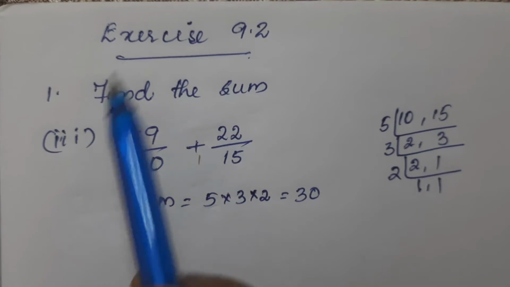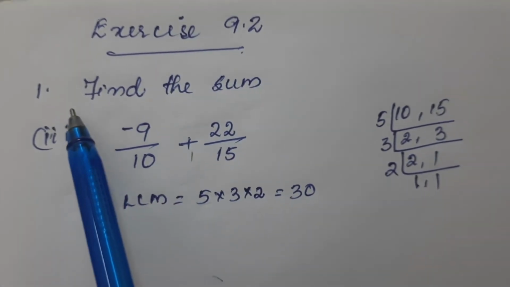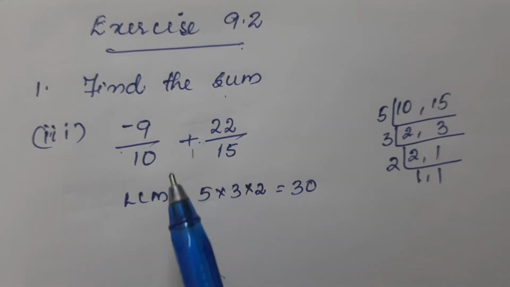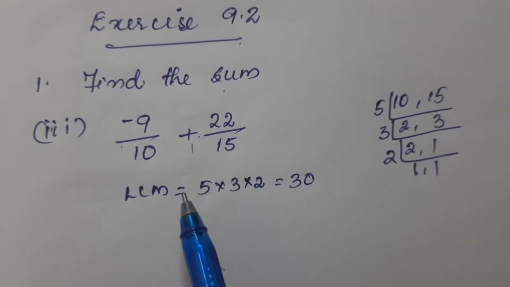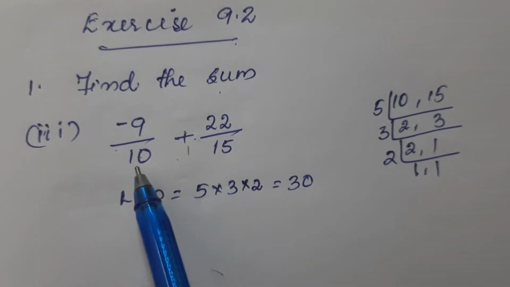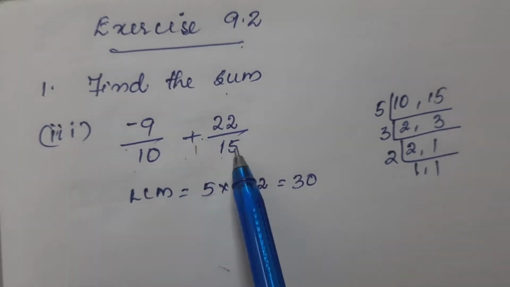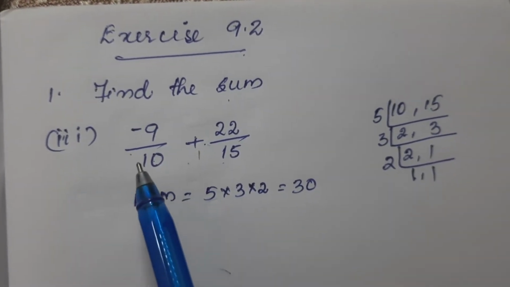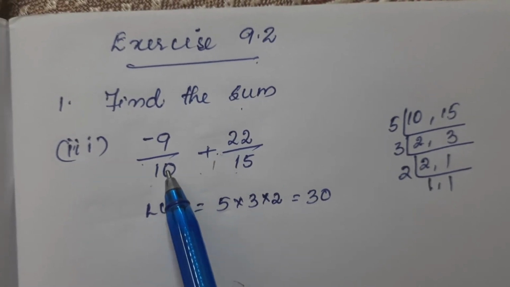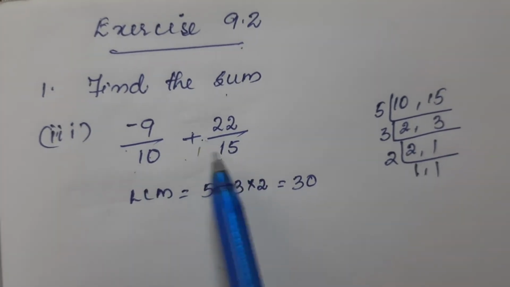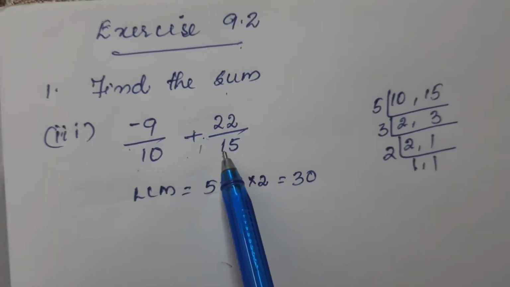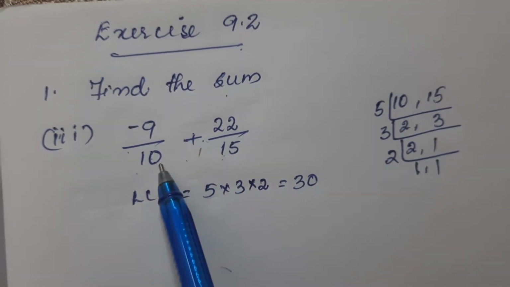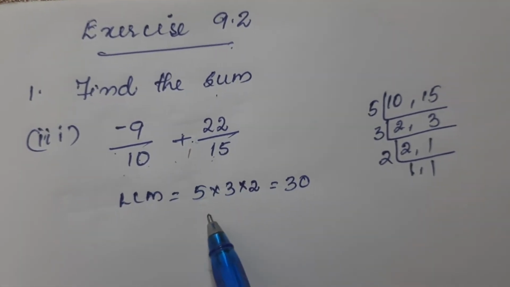Now let's do exercise 9.2. First question is find the sum. Two rational numbers are given. So what is the first step to see when we have to find the sum? First we have to see whether their denominators are the same. This should be seen only in addition and subtraction. Denominators need not be the same in multiplication and division. So when it is addition, first check whether their denominators are the same. If they are not the same, find the LCM.